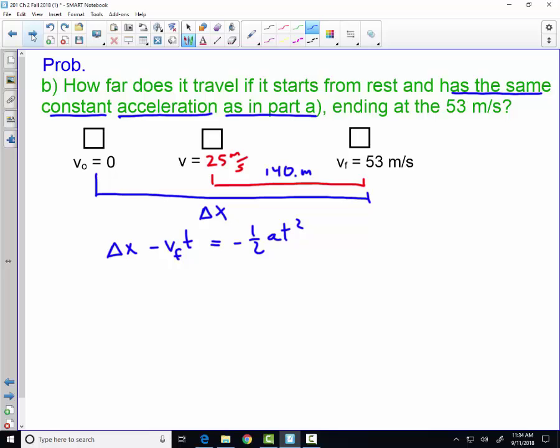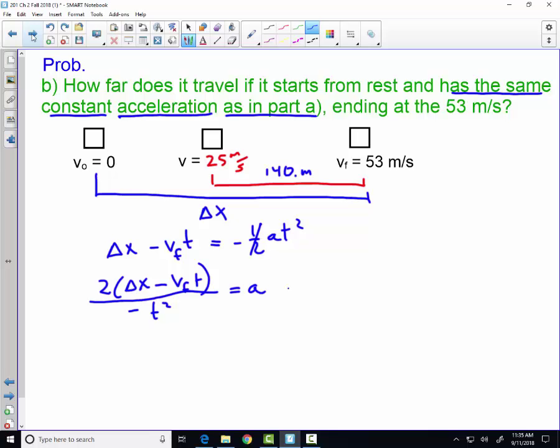If I multiply everything by 2 on both sides, I get 2 times delta x minus v final t. So that would take the 1/2 out. If I divide by a negative t squared, then I'm left with the acceleration. So before I can even solve for the delta x for the second part, I have to know what the acceleration is for the first part.